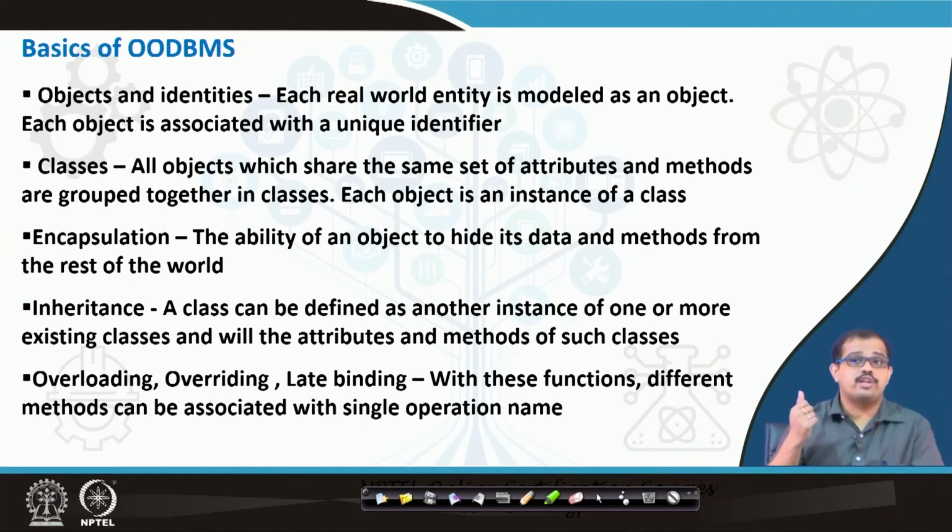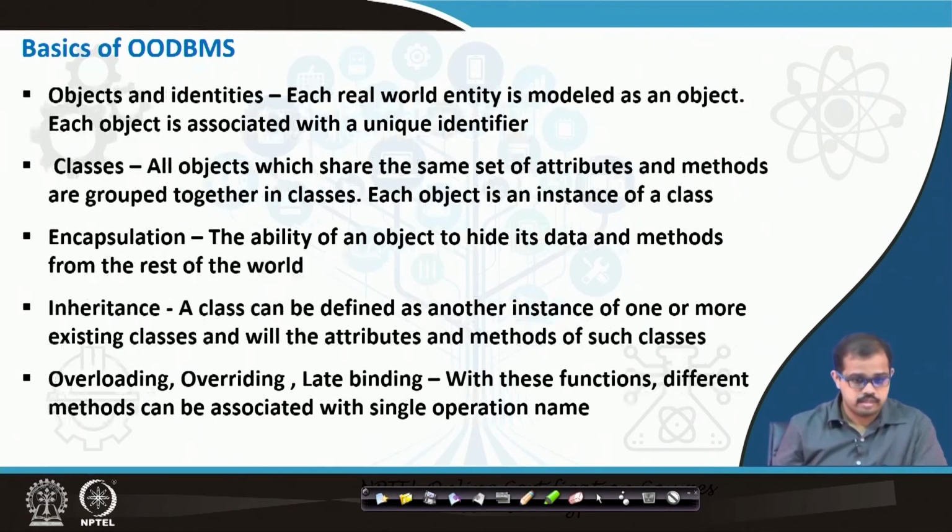It has a property of inheritance, which means a class can be defined as another instance of one or more existing classes, with the attributes and methods of such classes. Then overloading, overriding, late binding. So, different methods can be associated with the same operation name, which is not possible in a relational database as such.